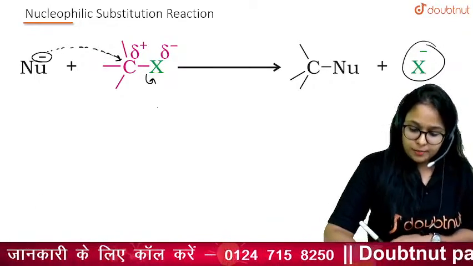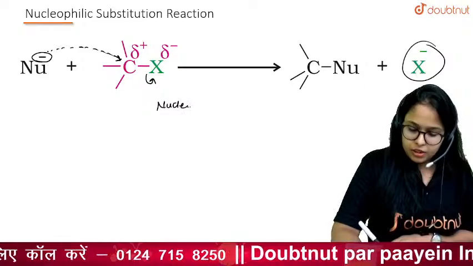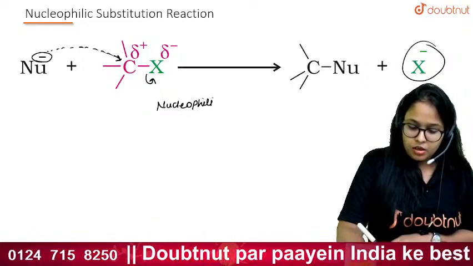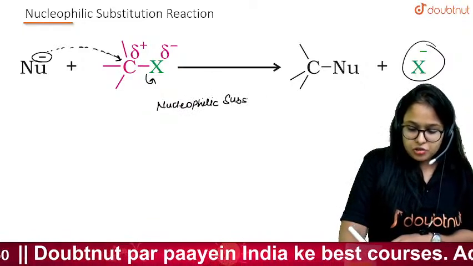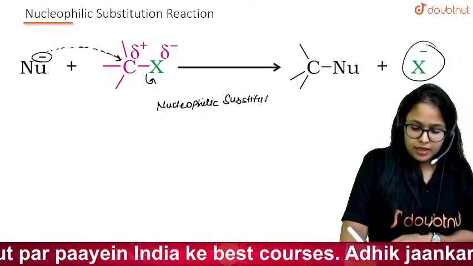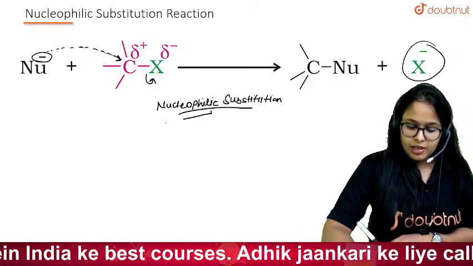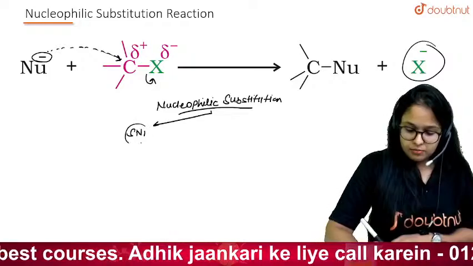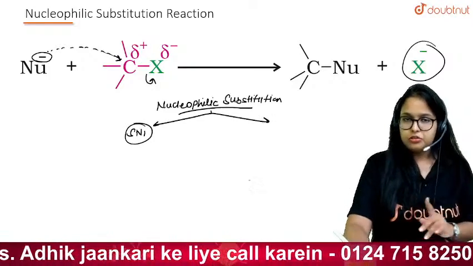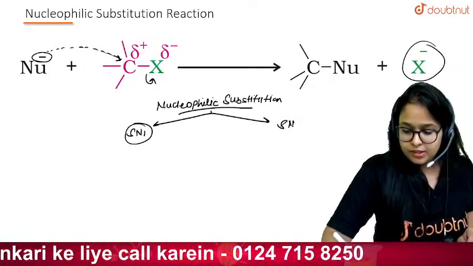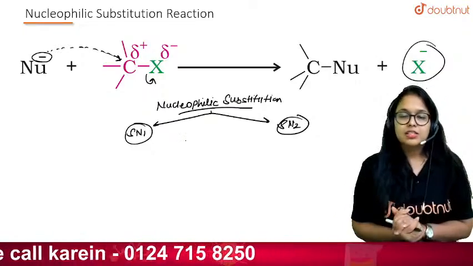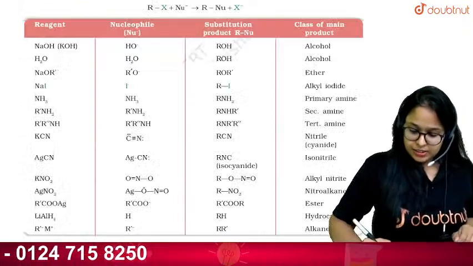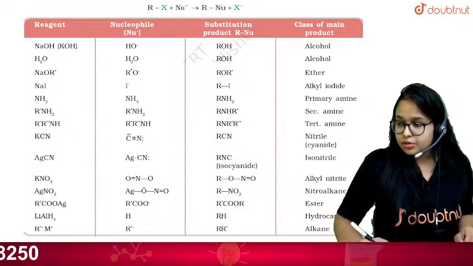Now nucleophilic substitution reaction can occur by two mechanisms. We'll discuss this later. They are the SN1 mechanism, that is nucleophilic substitution reaction of first order, and SN2, nucleophilic substitution reaction of second order. We'll discuss this later. Let's see some examples of nucleophilic substitution reaction.